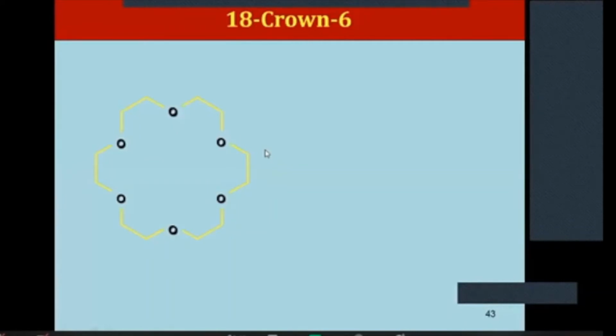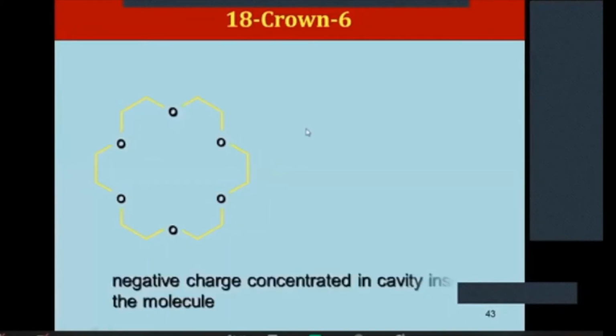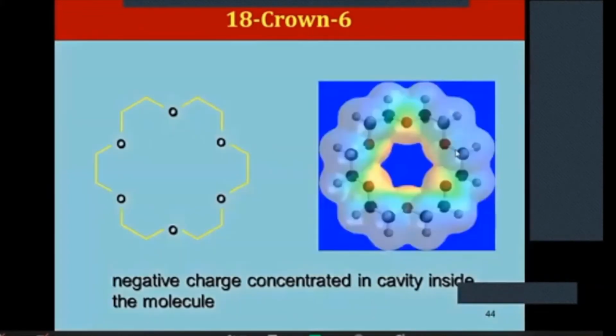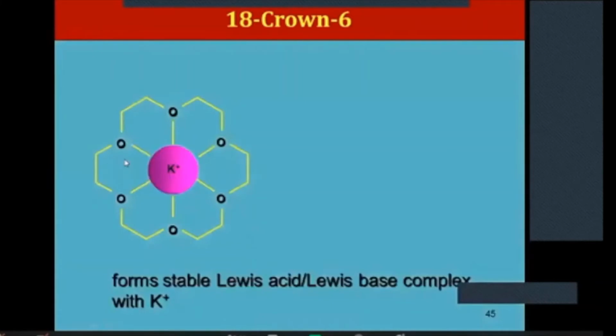Okay, so this is what that crown ether means. You can see there's a simulated diagram. It is like a highly negatively charged cavity inside because of these oxygen heteroatoms. As I told you, it binds with potassium, neither with sodium nor with lithium. If you take the first group elements, it only binds with potassium because of the shape and size, forming a stable Lewis acid-base complex with potassium. You can see the simulated picture here.